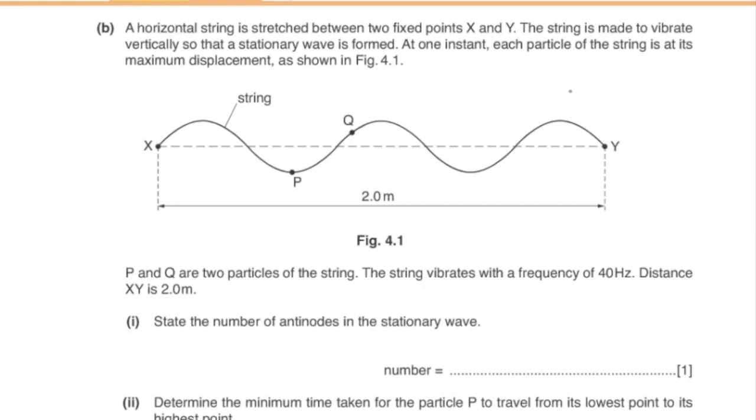So these are all the points that are antinodes. They have maximum amplitude. So in total we have 5 antinodes on the stationary wave that are forming.